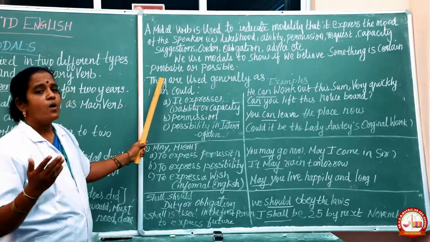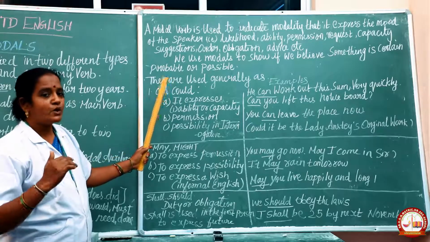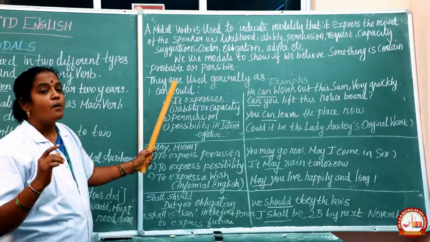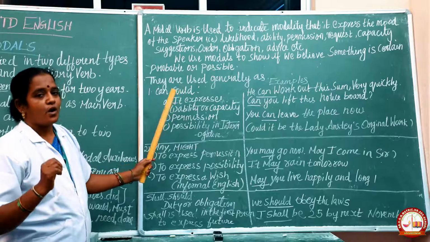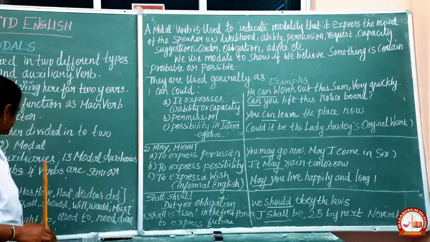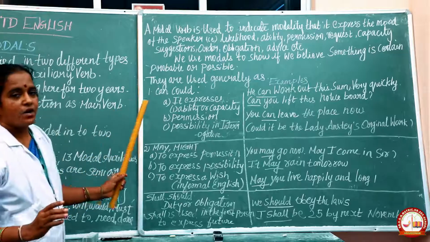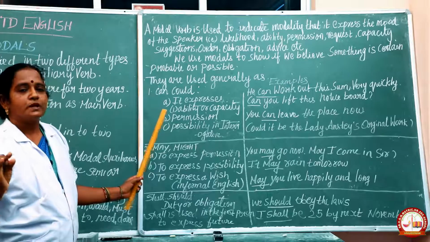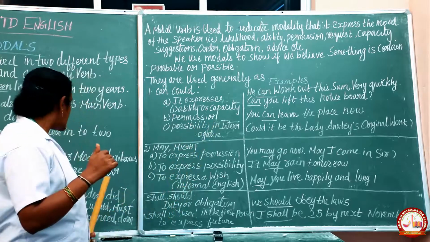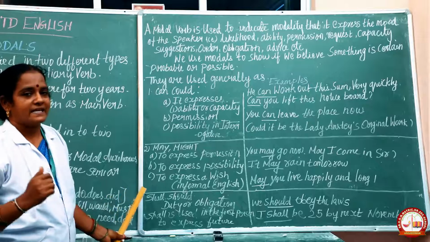What are modals? How many modals are there? Totally 13 modals are there. Of those, 9 are modal auxiliaries and 4 are semi or quasi modals. What are the modal auxiliaries? Can, could, may, might, shall, should, will, would, must. These are all modal auxiliaries.